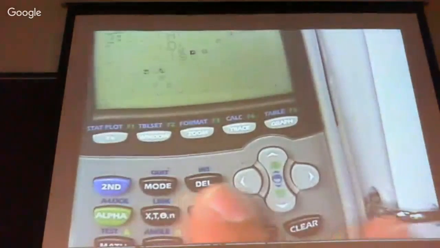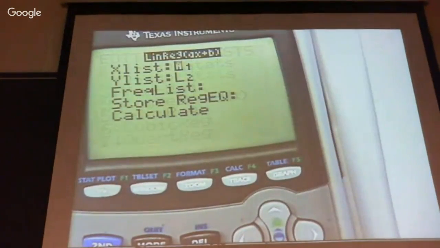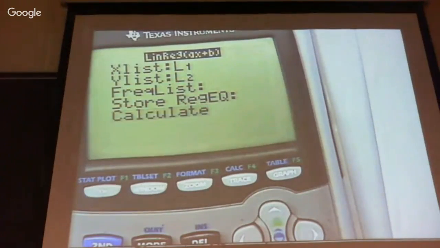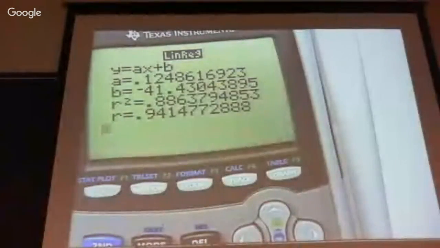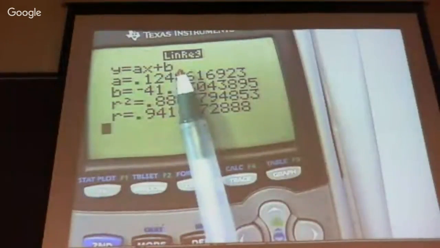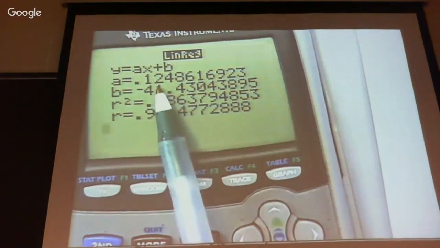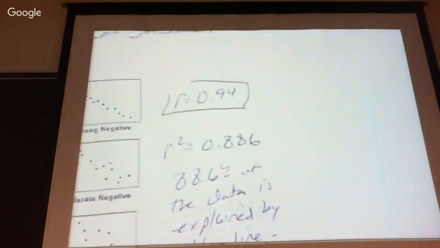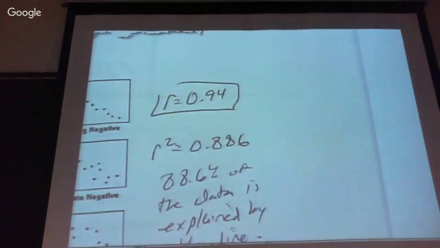Now, back to what the line is. If I go to stat, calculate, linear regression, in a matter of a second, it looks at every single dot and determines where the line should be. Just like that. Now, notice on the top, it gives you the formula. Y equals AX plus B. Your job is to put in A for A, B for B. Are we okay? And you have to round. My answer is always round appropriately.